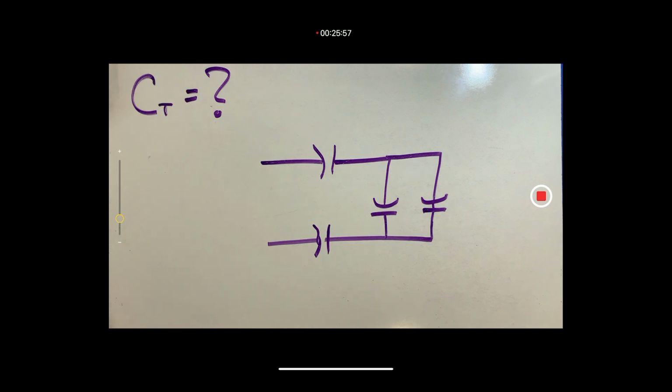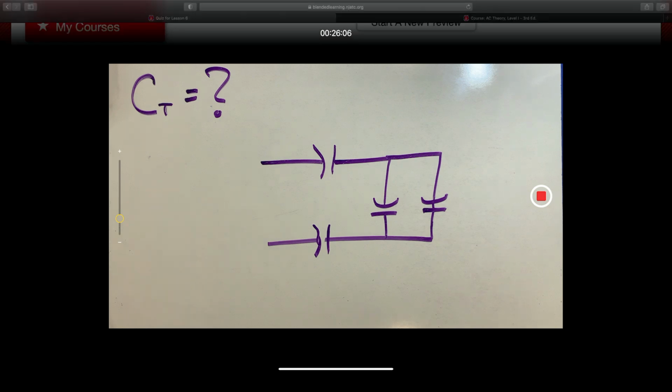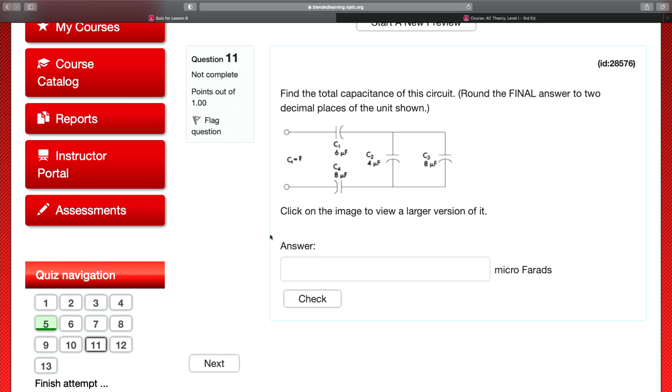So we are actually on the wrong question. Sorry guys, let me jump forward. We should actually be looking at question 11. Apologies, I'm not going to redo. So back to the board.